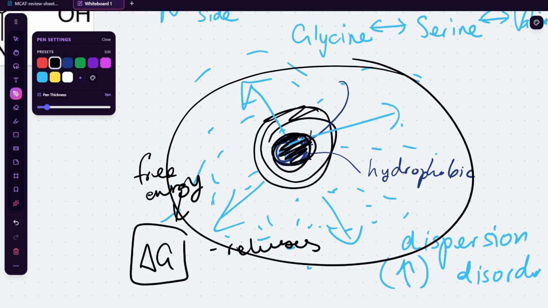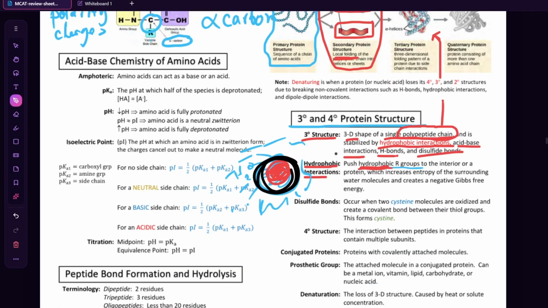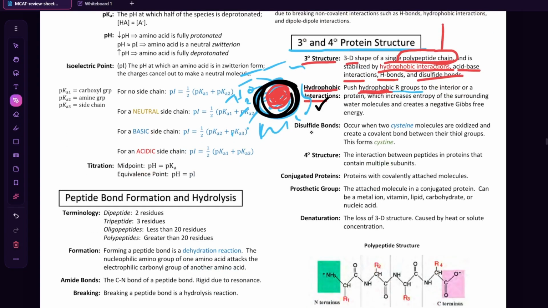Proteins fold themselves so that all the greasy parts, or think of fats, that don't like to associate with water, right? So all the hydrophobic parts are in the middle, inside, and tucked in, away from water. And this is what keeps your proteins together and working properly. Yeah, so that's what you have to know as well. Hydrophobic interactions. And then for disulfide bonds, it's when you have cysteine, which is another amino acid, oxidize and create a covalent bond between their thiol groups, and this forms cysteine disulfide bonds.